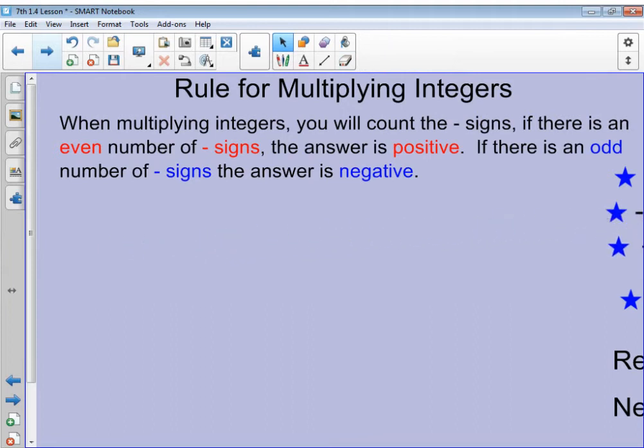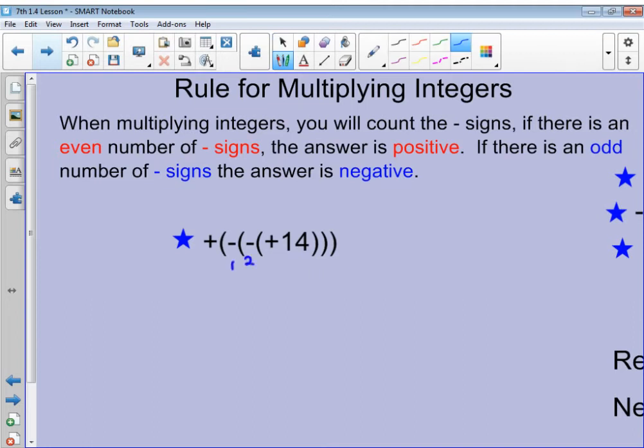Why don't you try this one on your own? The answer you should have gotten was positive 14 because there are two negative signs. Remember, we're not going to count these. So you should have ended up with positive 14.